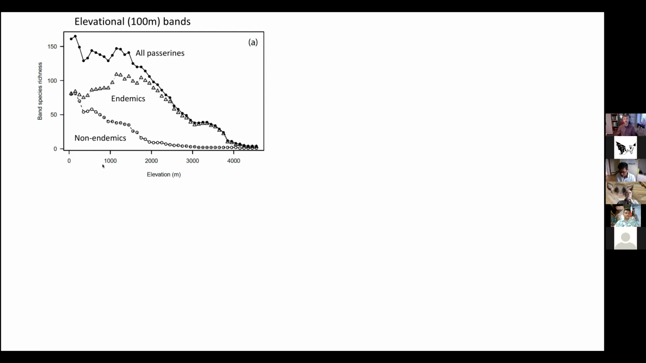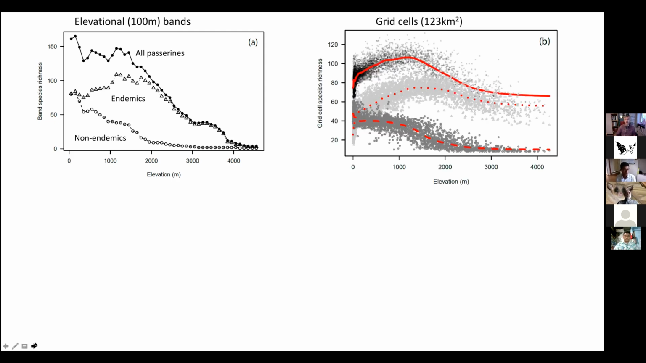If we then break passerines down into non-endemics and endemics, so non-endemics are those that also occur outside of New Guinea, then we see a very similar pattern, that species richness simply drops as you move upwards. But the pattern of the endemic species is somewhat different in that it actually increases as you move up to mid elevations, and only then around 2,000 meters does the richness start to decrease.